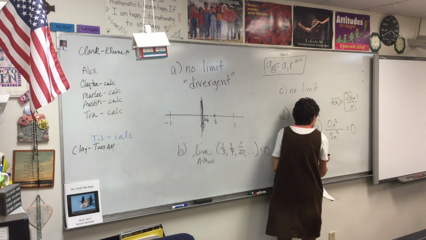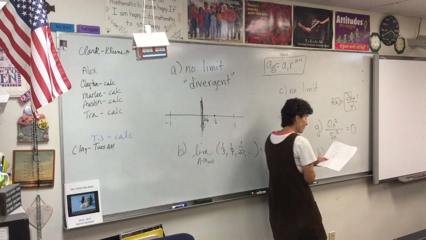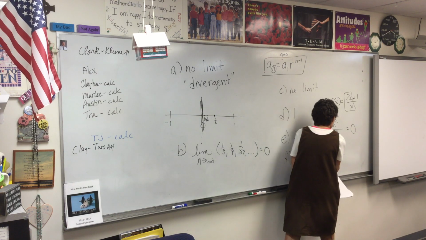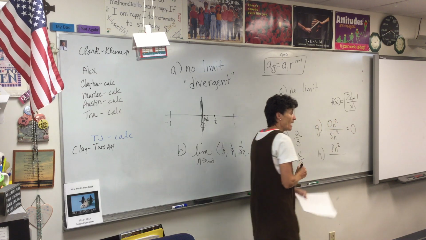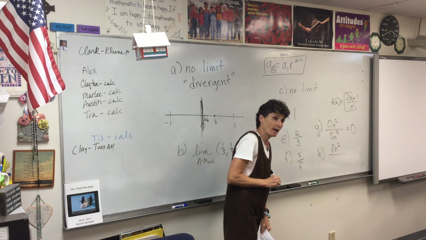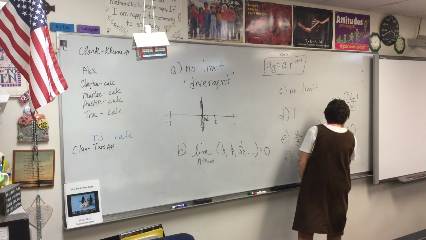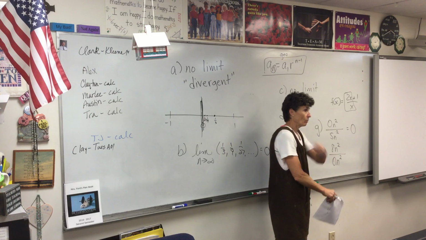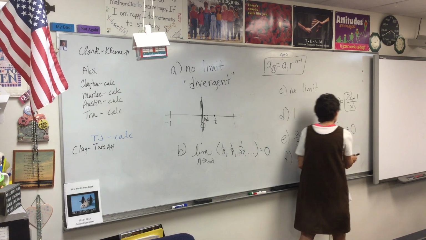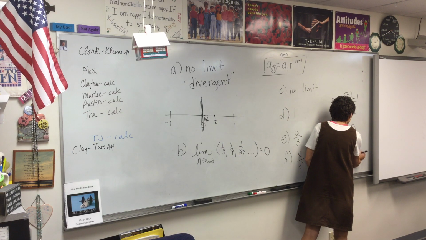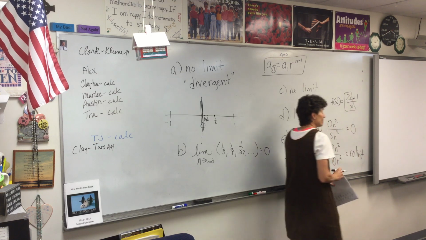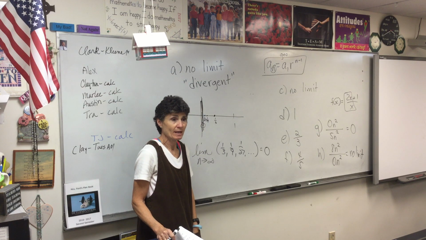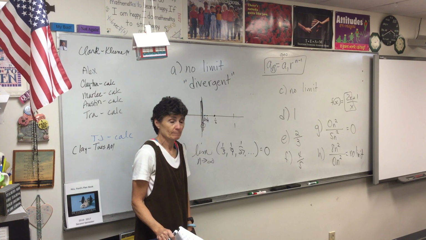Likewise for H. What's the highest power in H? N squared. I have 8 of them on the top. How many n squareds do I have on the bottom? None. So I go ahead and put 0 on the bottom. What's 8 over 0? It's not 0. It's undefined. There is no limit. You cannot have a 0 in the bottom. Ever. No limit.